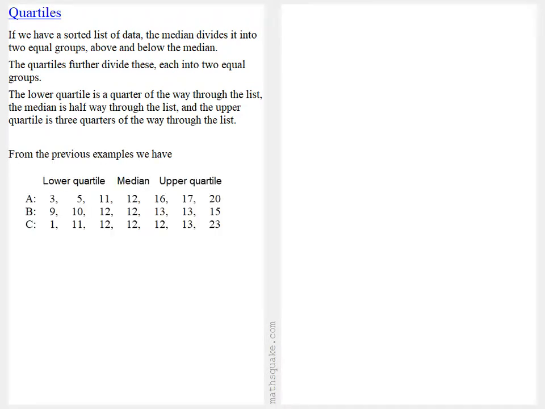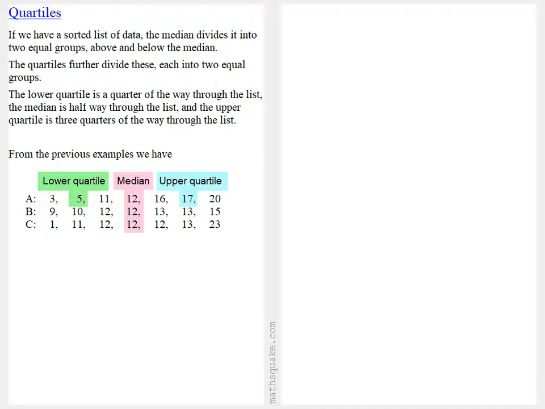If we consider again the ages of the three groups of people, A, B and C, we see the median in each group is 12. Now, if we consider the groups on either side of the median, that is 3, 5, 11 and 16, 17, 20, we can find the median of each of those groups. Now in the bottom half it's 5 and in the top half it's 17. So we define the lower quartile as being 5 and the upper quartile as being 17.